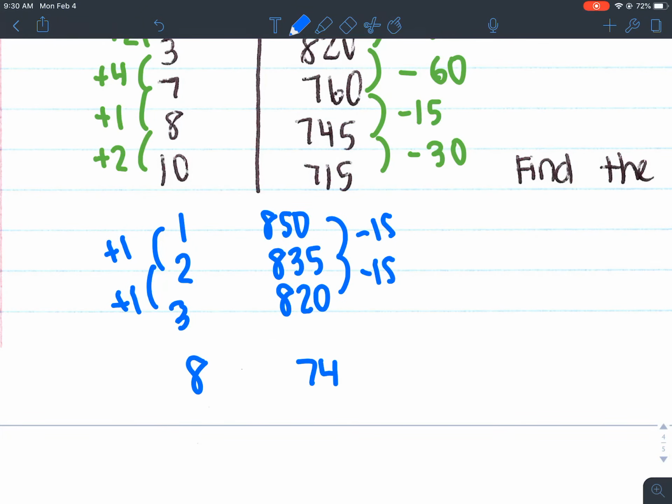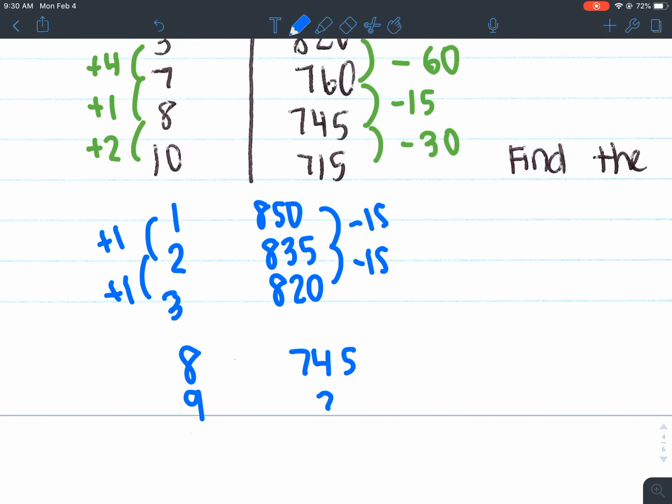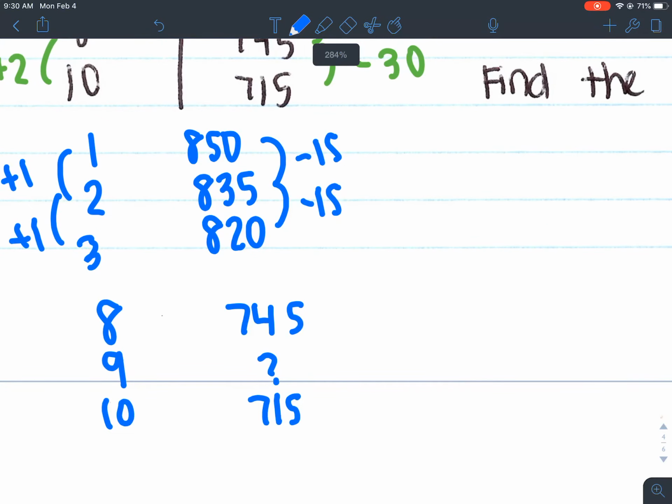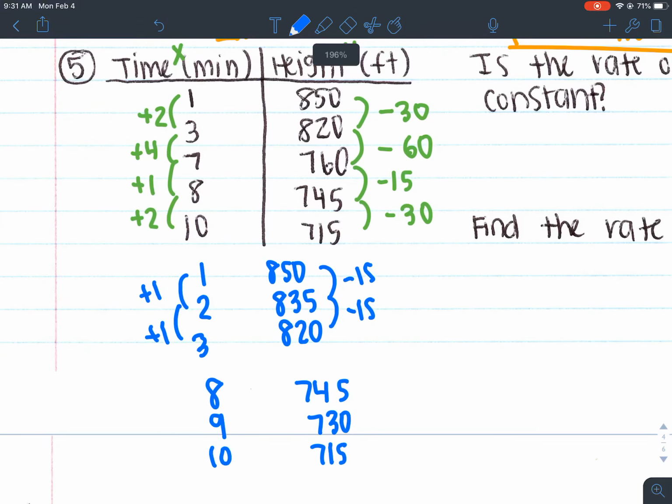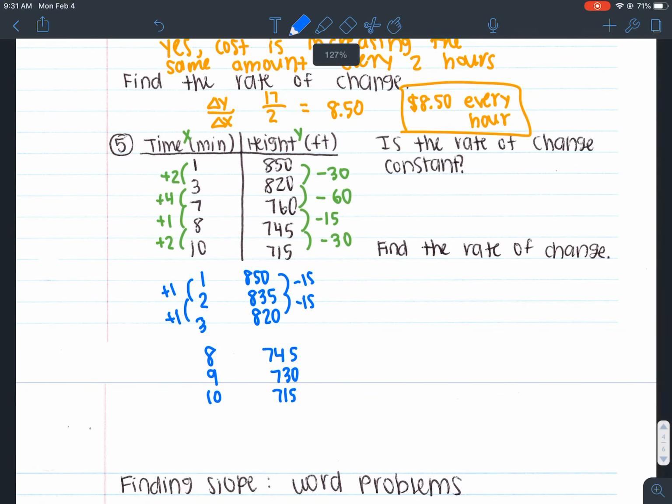If we go to 8, we have 745. We don't know what 9 is, but we know what 10 is, which is 715, okay? Well, at 8, it's at 745, and at 10, it's at 715. That's minus 30. In the middle, what would we have? We'd have 730. It's still going down by 15. So our rate of change is actually constant, but our table is not constant. Our table skips some numbers, but it's still constant. So I'm going to say yes, my rate of change is constant.